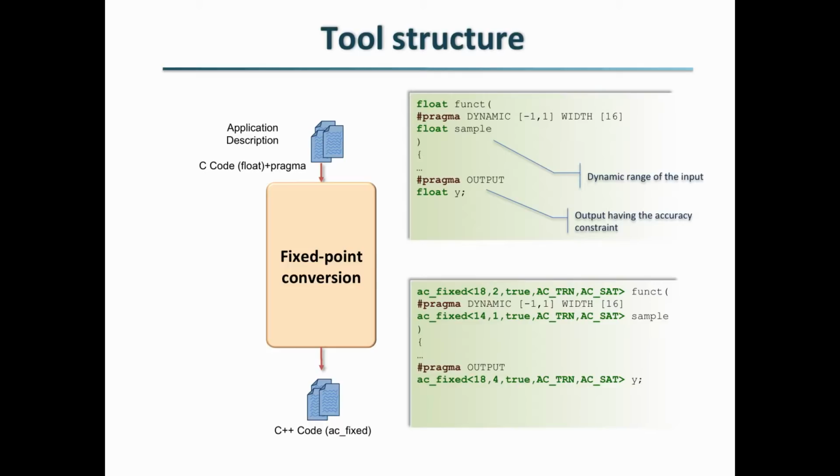Currently, AC-fixed data types from Mentor Graphics are used. The implementation cost is minimized under an accuracy constraint specified by the user. An architecture model is used to know the cost of each operator according to the operand word length.